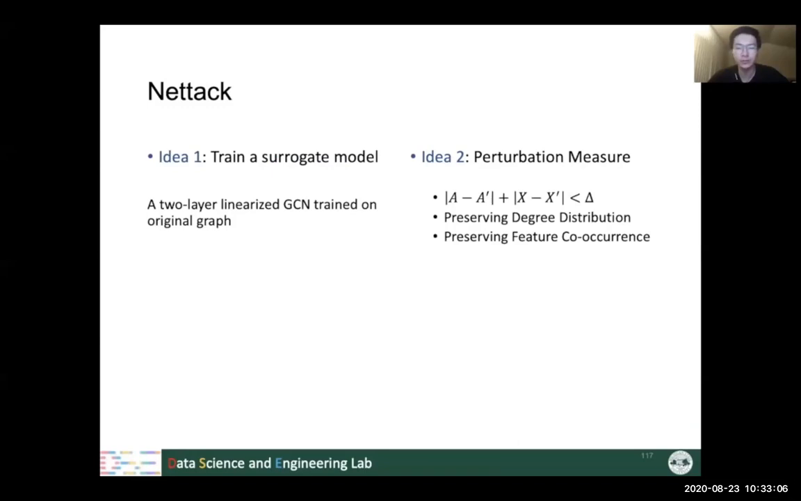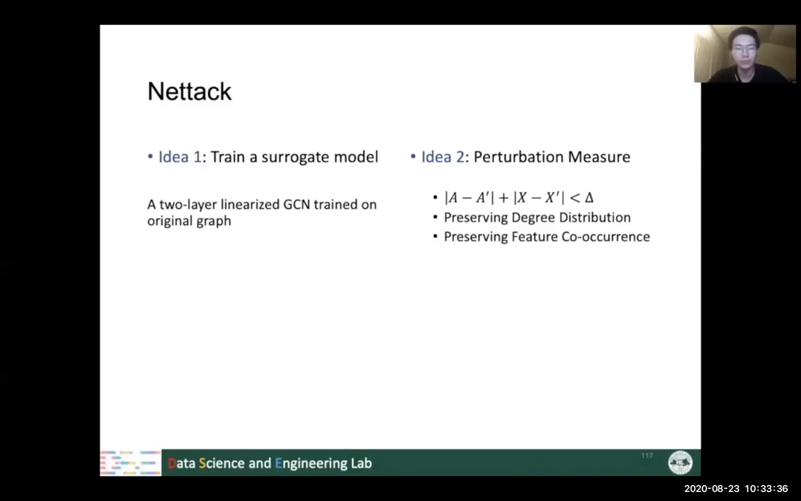Preserving feature co-occurrence is very important since when we modify node features, if two features have never occurred together in the original graph, but they are suddenly both used in the modified graph, such change is easily detected. So we want to preserve feature co-occurrence to make the perturbation more unnoticeable.